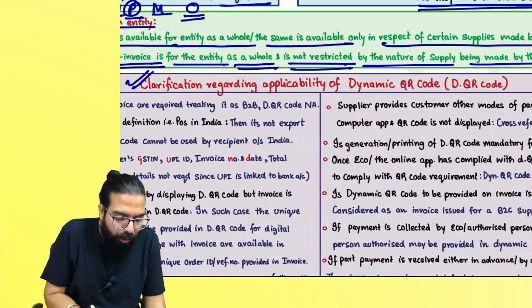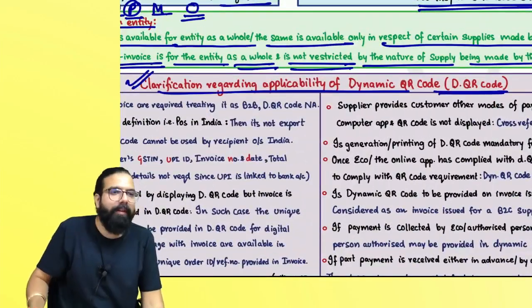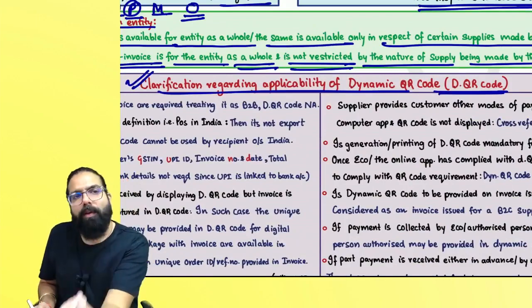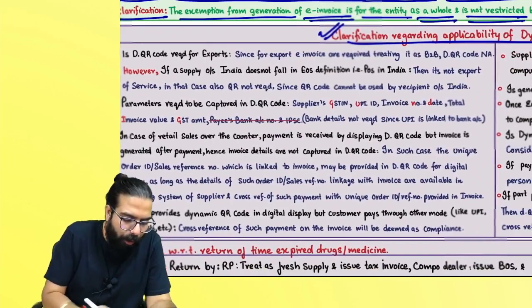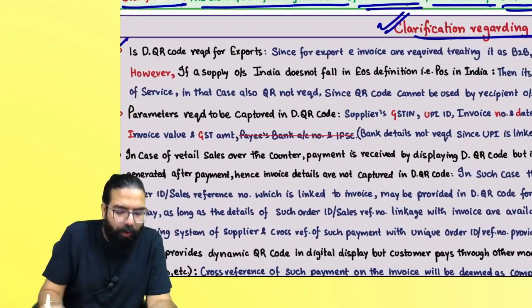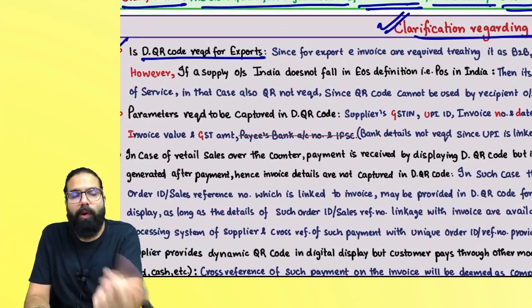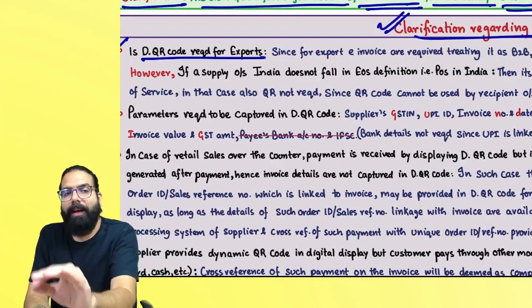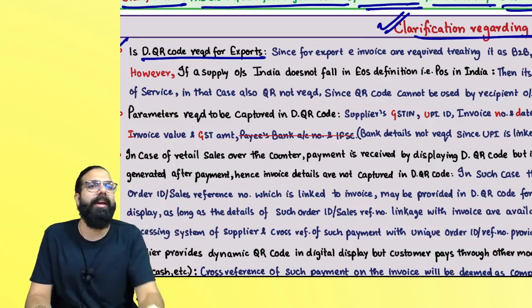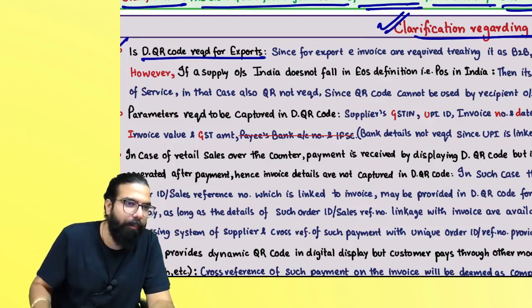Now, dynamic QR code related, there's a circular which has come. Not a circular, there are a lot of clarifications which government went ahead and issued. Let's go ahead and quickly talk about it. People went ahead and asked government, is dynamic QR code applicable for export? Government went ahead and told, for export, we do e-invoicing, treating it as B2B supplies, and hence for export, dynamic QR code is not applicable because e-invoicing provisions are applicable.